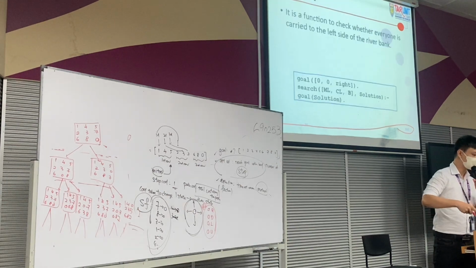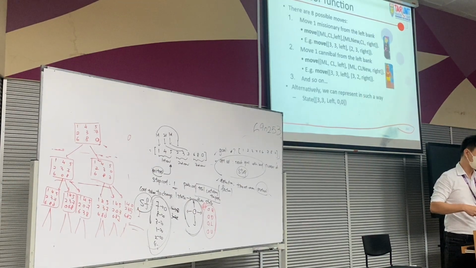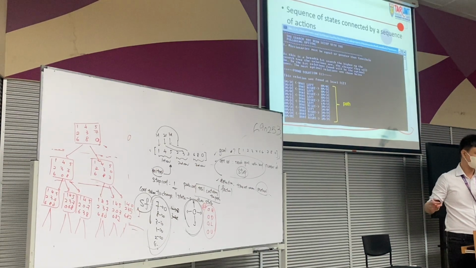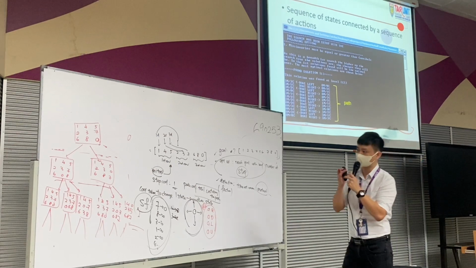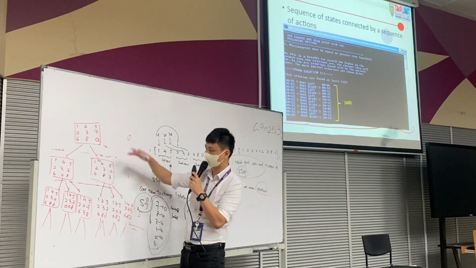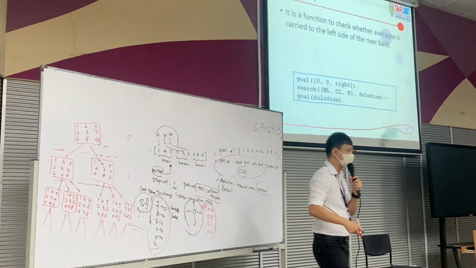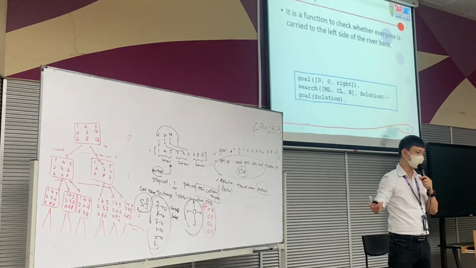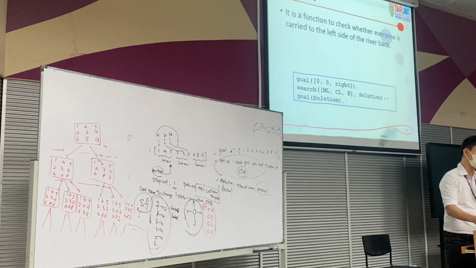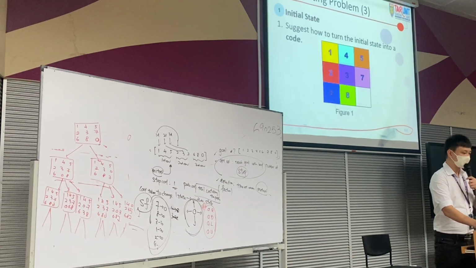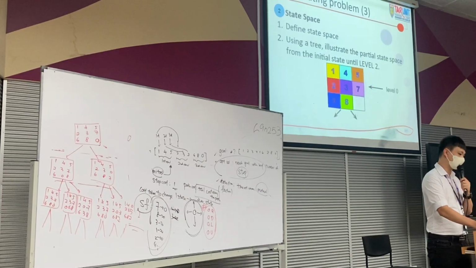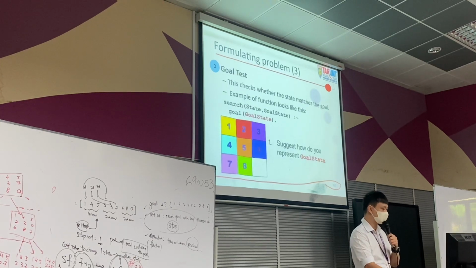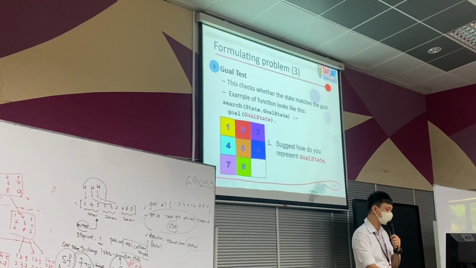What else? We have a state space, successor functions, initial state, path. I think the path is not very important. Path is to show how you display the path. Then we have a goal test. You use the if else statement, whether the current state is equal to the goal state. If yes, stop. If no, continue. So successor function done, state space done. Define the path. Yeah, so this is how you display the path. Goal test, you can use the if else statement.